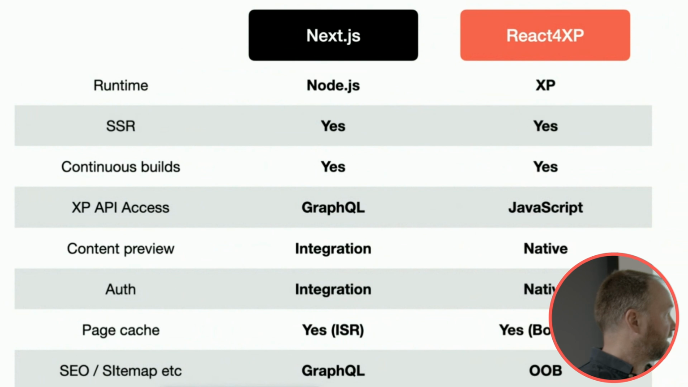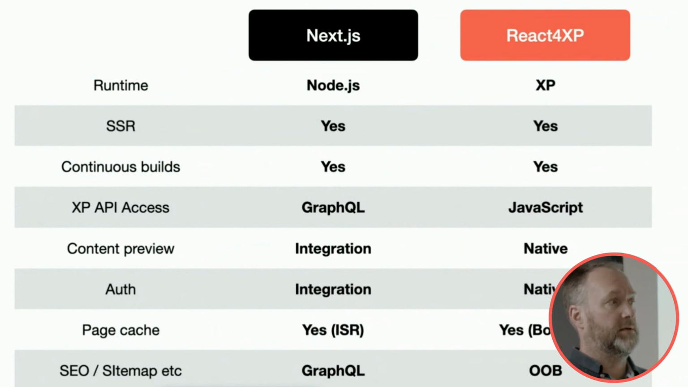When it comes to accessing the content, let's say both need content from XP, right? One of them will use GraphQL because it's remote, it's hosted outside, and the other one has direct access to XP's backend. So there's a, let's say, closer connection there. Also the preview, slightly more complex because it's an integration again. And the preview is native in React4XP. Same with the logging on and security, a bit more complex.